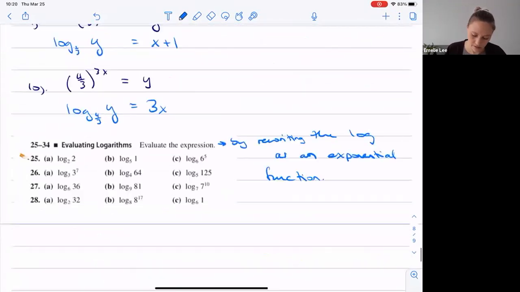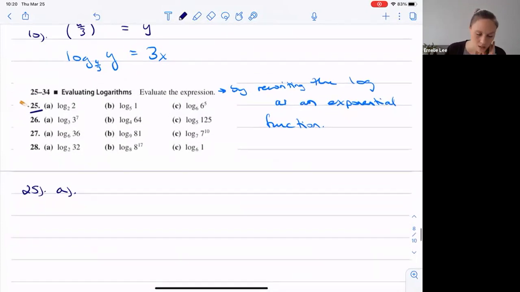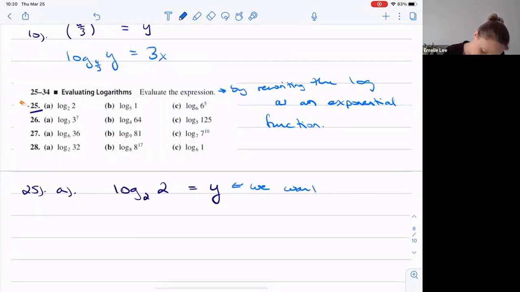So let's start with, let's do all the a's, how about? 25a. Because then we get a nice variety here. So we've got log base 2 of 2 equals y. Let's call it y. Right? And we want to solve for y.